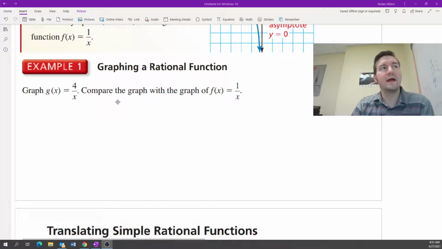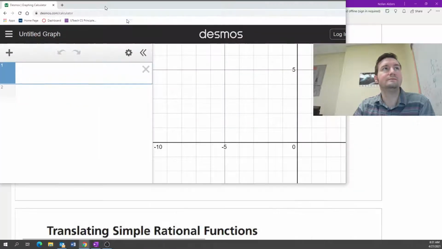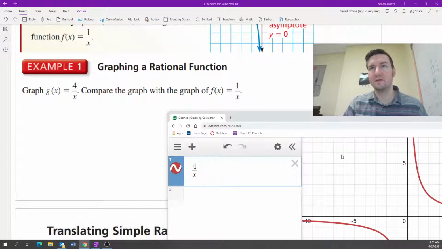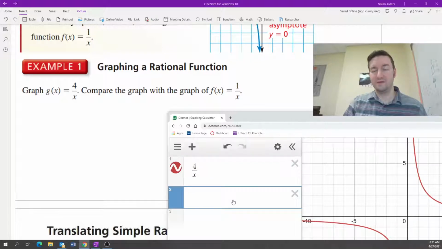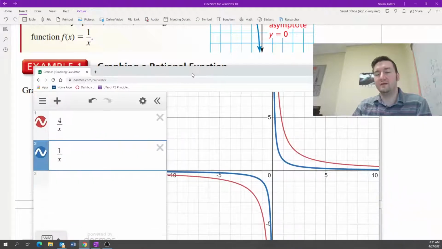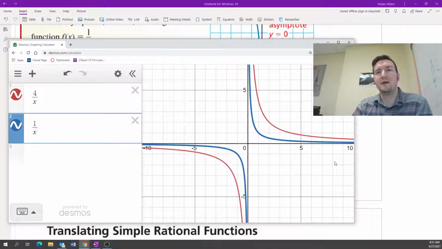So we're going to compare two graphs. And I want y'all to see the difference between 4 over x and the graph of 1 over x. So let's pull this up in Desmos and take a look at it. We'll type in our first one, which is 4 over x, and then we also want to type in 1 over x. Okay, so 1 over x is in blue here, and 4 over x is in red.